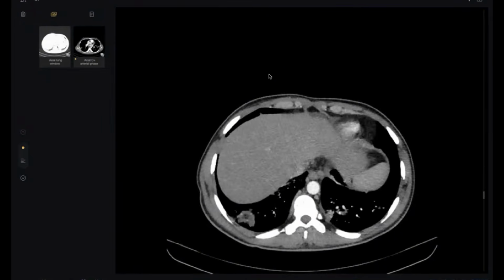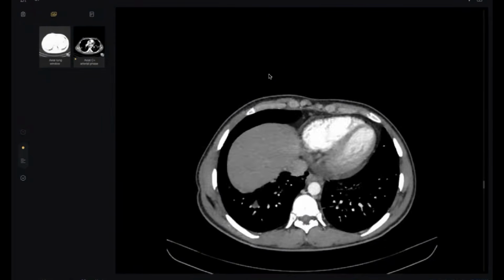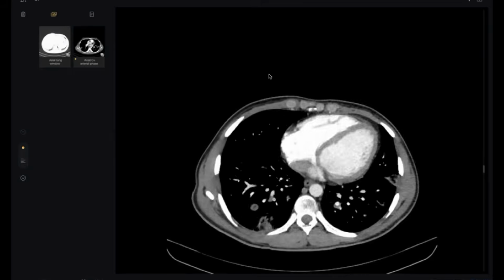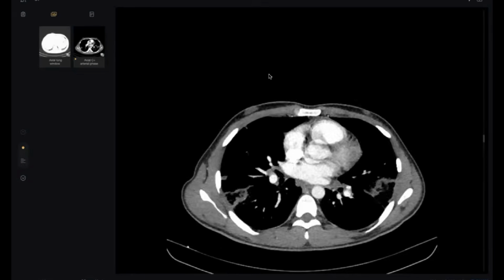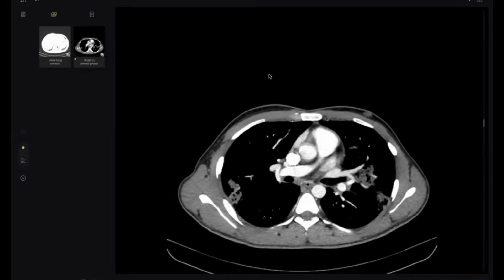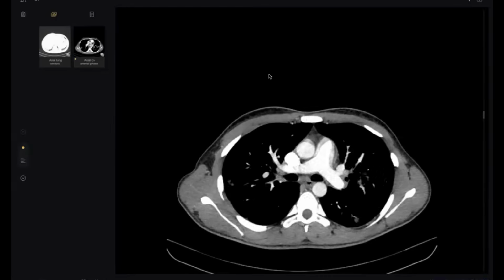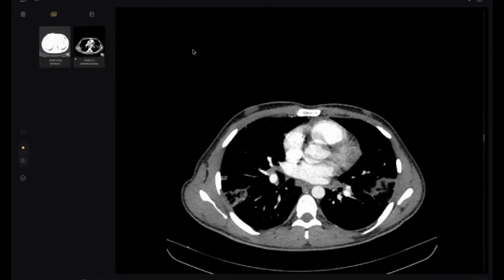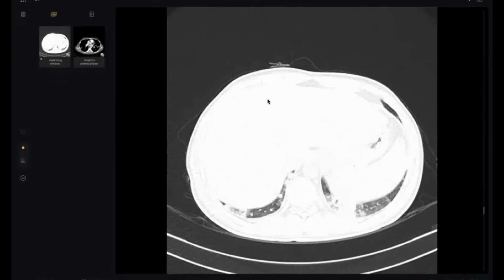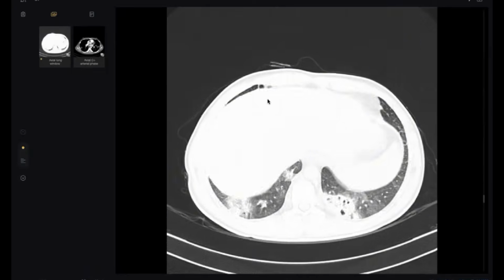And peripheral wedge-shaped areas of opacity are also seen bilaterally. Multiple, actually, these are. Can I look at the lung window, sir? Good. There are no effusions on either side.